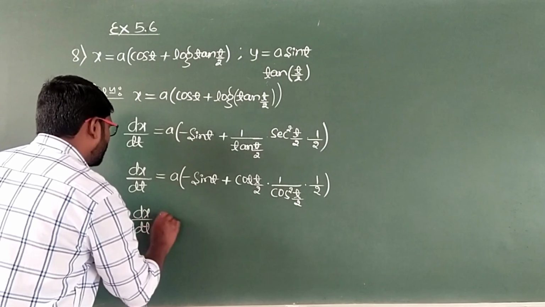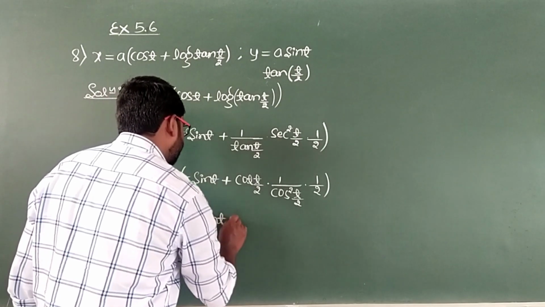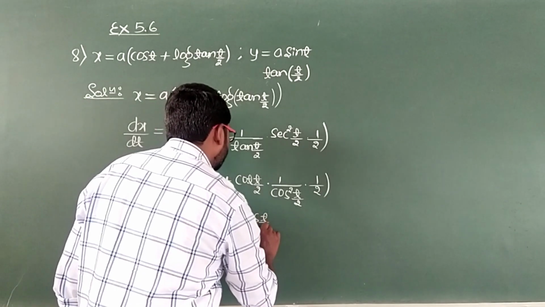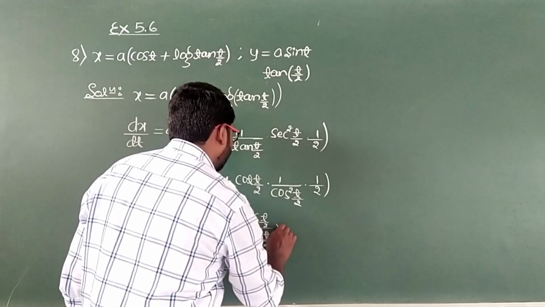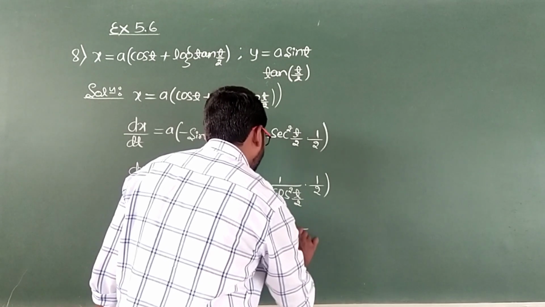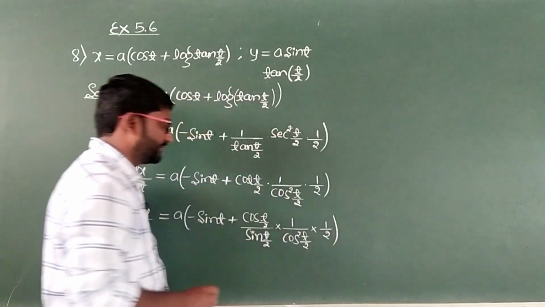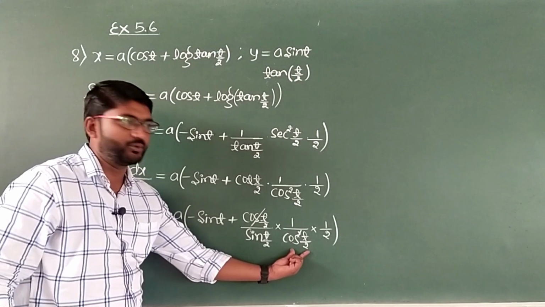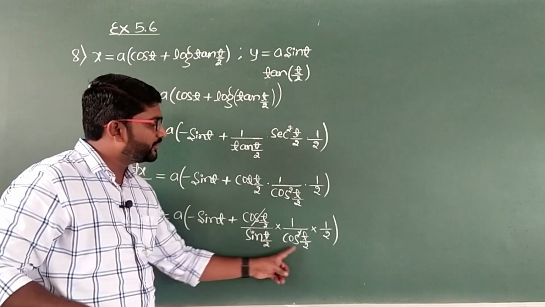Dx by dt is equal to a into the bracket minus sin t plus, so now cos t by 2 divided by sin t by 2 into 1 divided by cos square t by 2 into 1 by 2. So now cos t by 2 and here cos t by 2 get cancelled. So you have one more cos t by 2. Now observe this term here, 2 into sin t by 2 into cos t by 2.